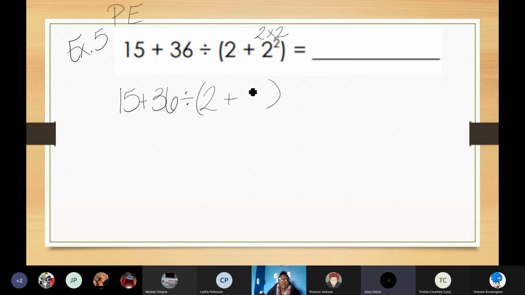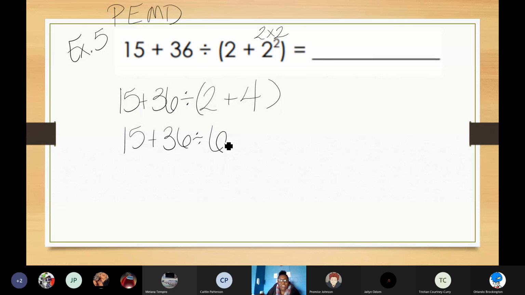4. 2 times 2 is 4. Okay? So now we've got our exponent solved. We have to finish solving inside of our parentheses. So I'm going to rewrite this one more time. We're still not messing with the 15, the 36, the addition, or the subtraction on the outside, because we still have to solve what's inside our parentheses. And what is 2 plus 4? 6. Okay? Now, remember, we can either multiply or divide next.